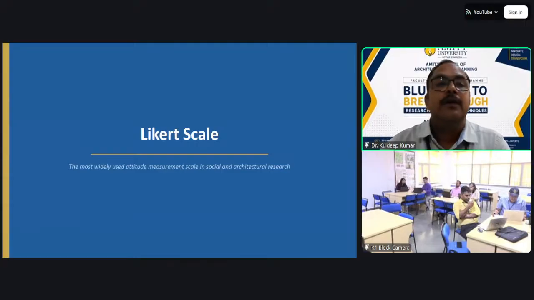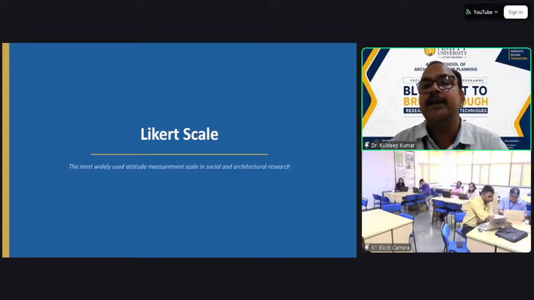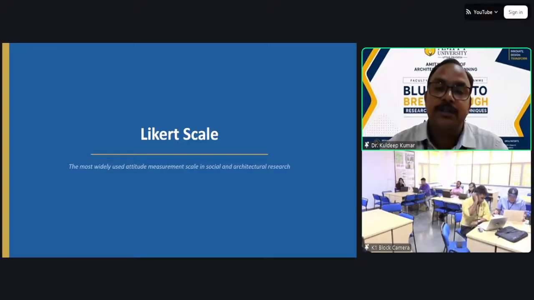Now we begin with the most widely used scaling technique in architectural and social research. The Likert scale is named after an American psychologist, Rensis Likert, who introduced it in 1932. So let's see this in detail.